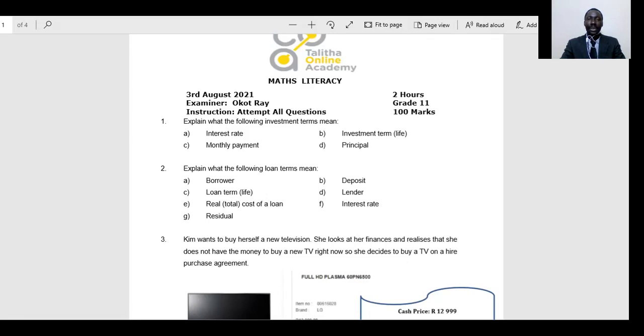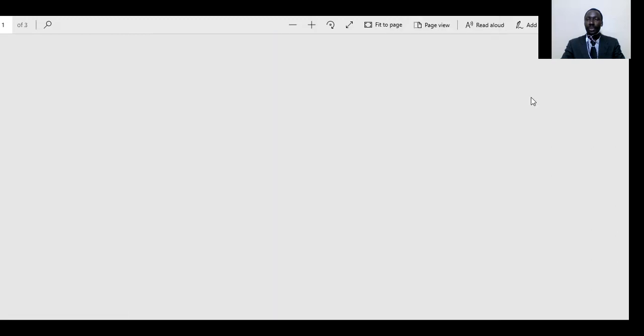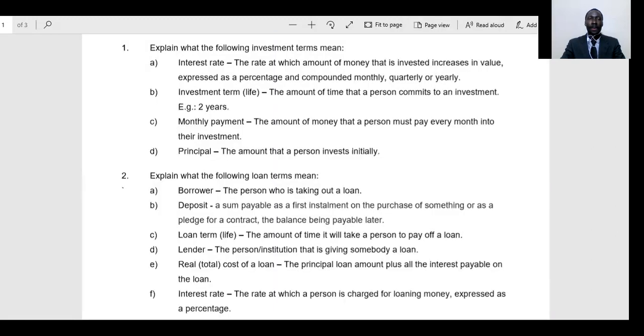Now, what are these terms supposed to mean? The first term here is the interest rate. What is the meaning of the word interest rate? Then the second terms will be investment term or investment life, monthly payment, and the principal. So we will be moving right away into the correction page. So there, let's go.